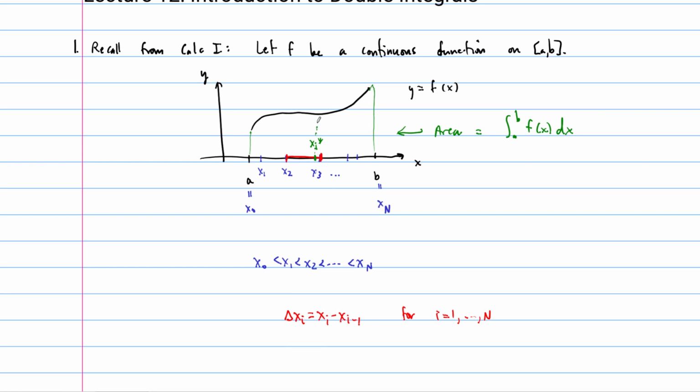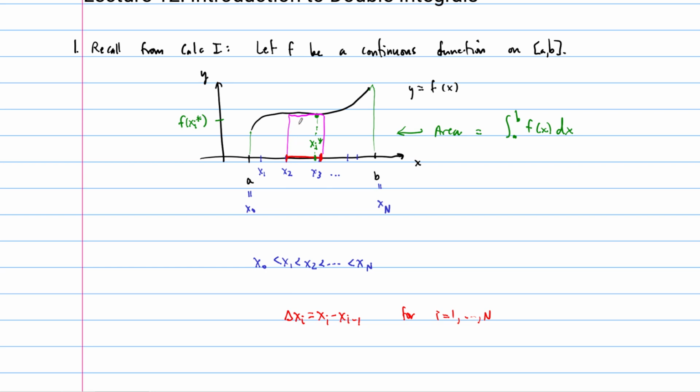And then we use that point to go up and find the height of the curve. So we use this to draw our rectangle. I chose a portion of the curve that looked pretty flat there. But remember, the choice of the test point can dramatically change the height of this rectangle. And so this height is f at x sub i star.